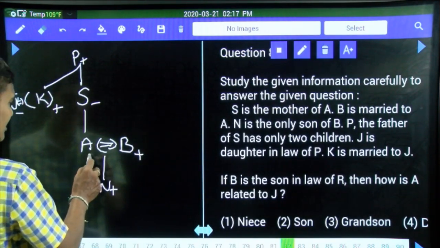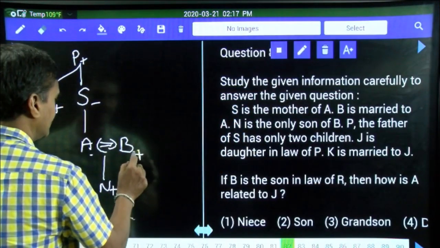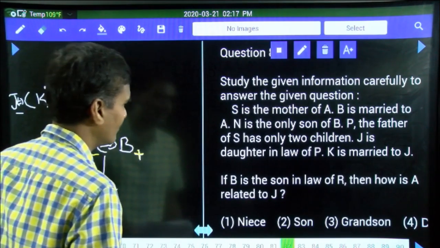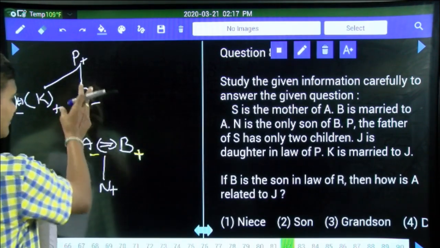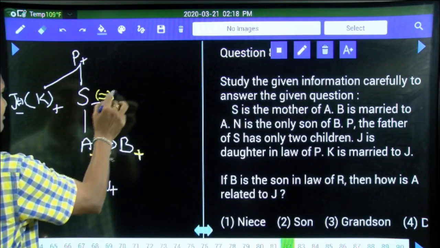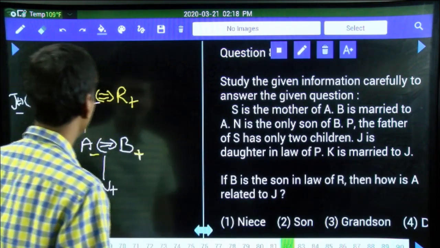As B is a male, A is the daughter, so A is a female. B is the son-in-law of S, and B is the son-in-law of R as well, which implies that R and S are married to each other. Then how is A related to J?